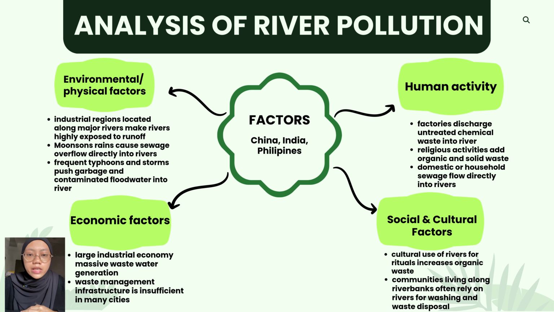This factor can be divided into four main categories, which are environmental and physical factors, human factors, social factors, and economic factors. First, let's look at the environmental and physical factors. Many industrial regions in this country are located near major rivers, which exposes the rivers to polluted runoff. Monsoon season also causes heavy rainfall, and it makes sewage easily flow into the river. In cases like typhoons, it pushes garbage and contaminated floodwater into the rivers.